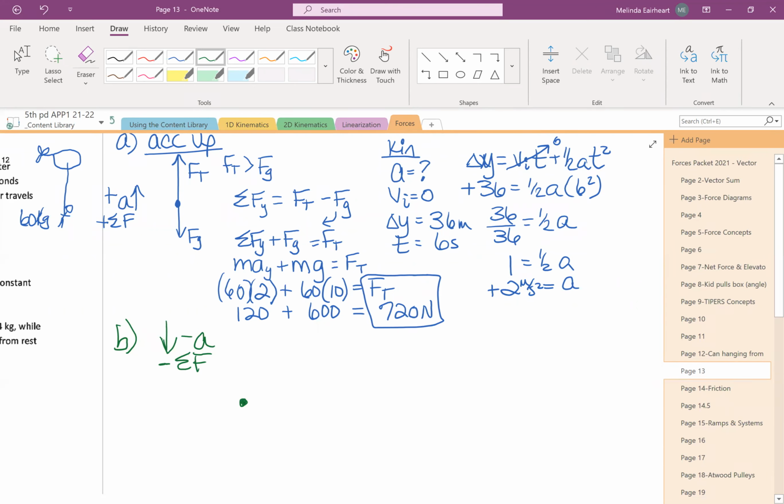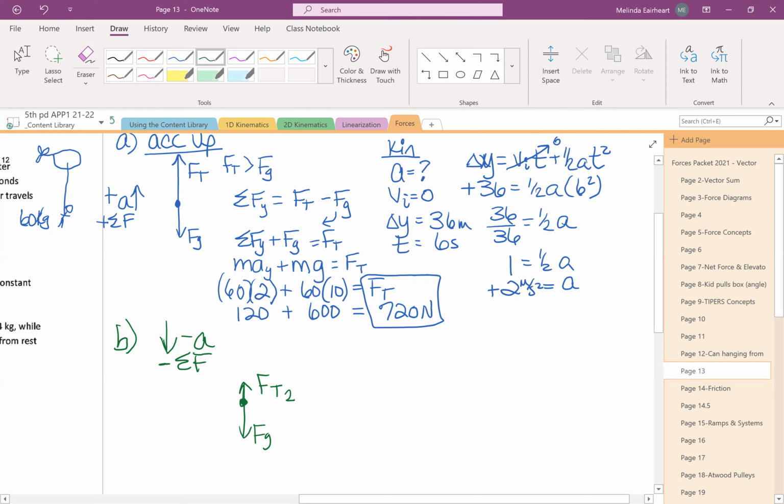Did her weight change? Did FG change? No, so same-ish, FG down. But if you want a net force in the negative direction, now I got to draw tension. How big? Less. And so it's not only less than it was before, and maybe I call this one FT2.